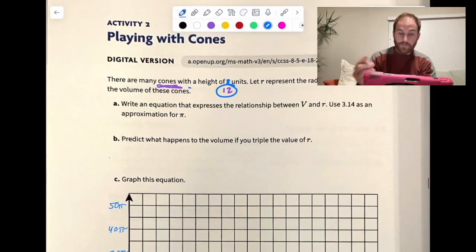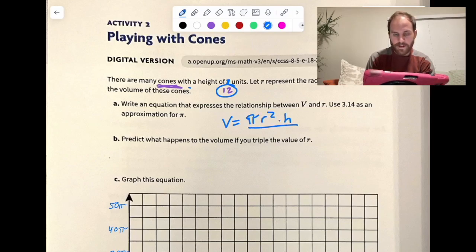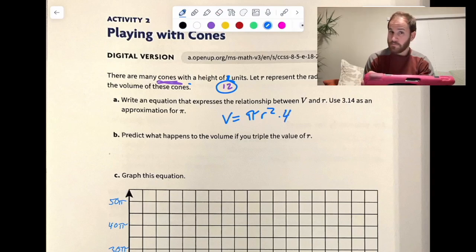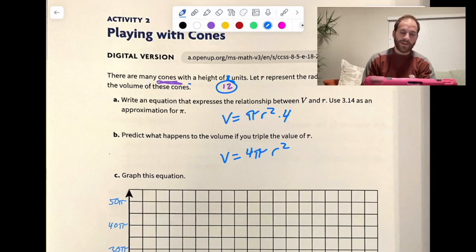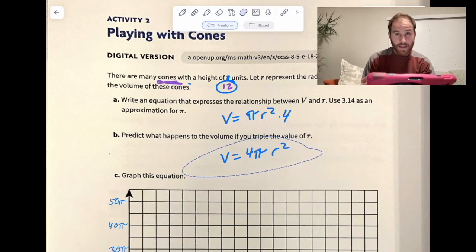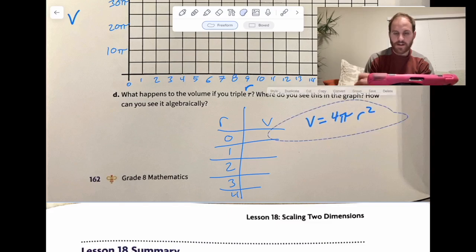Okay, so in our equation, we know the volume of a cone is V equals pi R squared times height divided by 3. Now if our height is 12, we can simplify this a bit. 12 divided by 3 is 4. So we've got this simpler equation set up, and we can rearrange that as well to be V equals 4 pi times the radius squared. Now I'm simplifying this just to show you all the relationship between the volume and the radius.